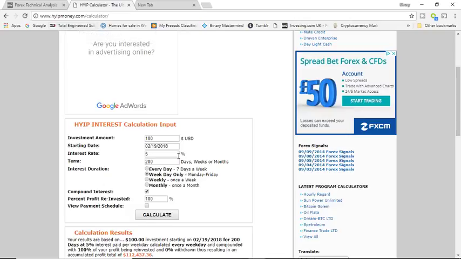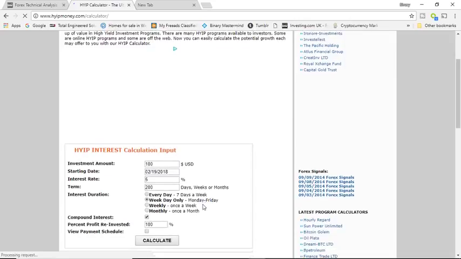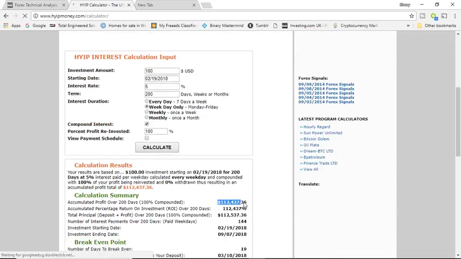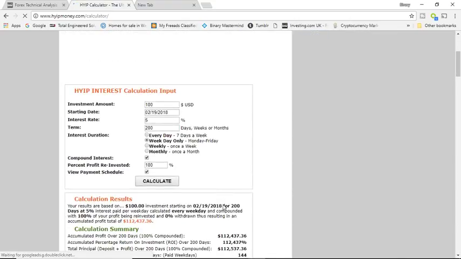Let me just show you this calculator, what you can actually do with the power of compound interest. 5% a day, you do that for 200 days, 5 days a week, 100% invested. Now, this number is what you're looking at making within a year or so, with just a little investment of £100. This is something that you can easily achieve, very, very easily with great discipline.